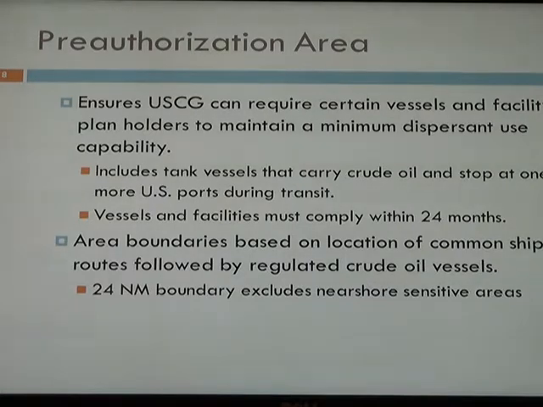The boundaries of the pre-authorization area are based on the location of common shipping routes that are followed by regulated crude oil vessels. And having the inner boundary of the pre-authorization zone 24 nautical miles offshore excludes nearshore sensitive areas. And it's worth noting that most of the pre-authorization areas in the lower 48 start at 3 nautical miles offshore. Alaska's is 8 times that distance to protect those nearshore sensitive areas.